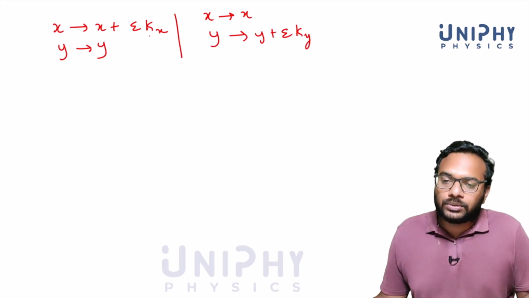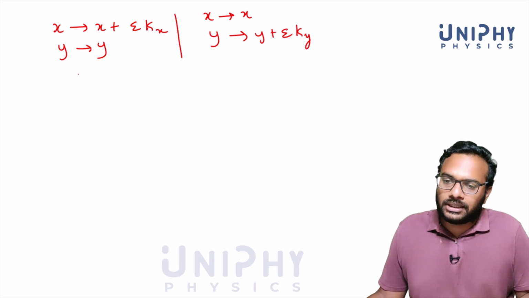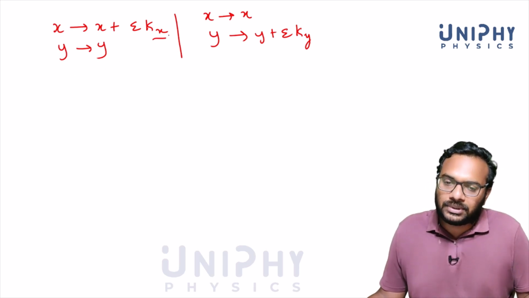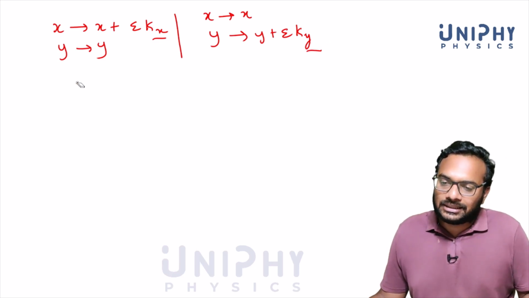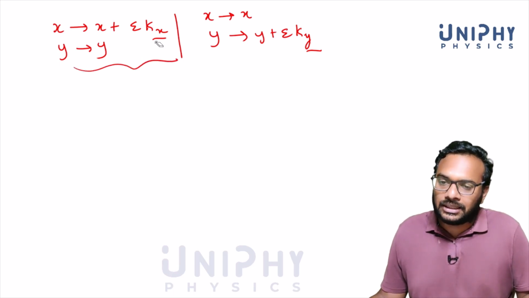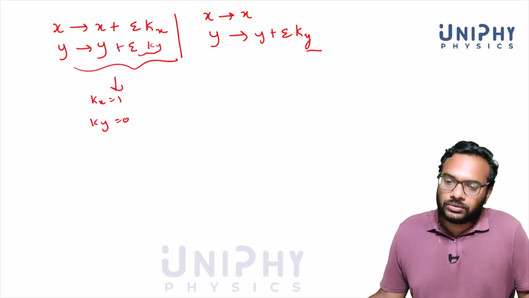Now this kx and ky can be any constant. You'll see that we can choose any constant and they all are conserved quantities, but we'll take the simplest possibility. We can take kx and ky as 1. This is one symmetry transformation, this is another symmetry transformation. In this symmetry transformation we have kx equal to 1 and ky equal to 0.